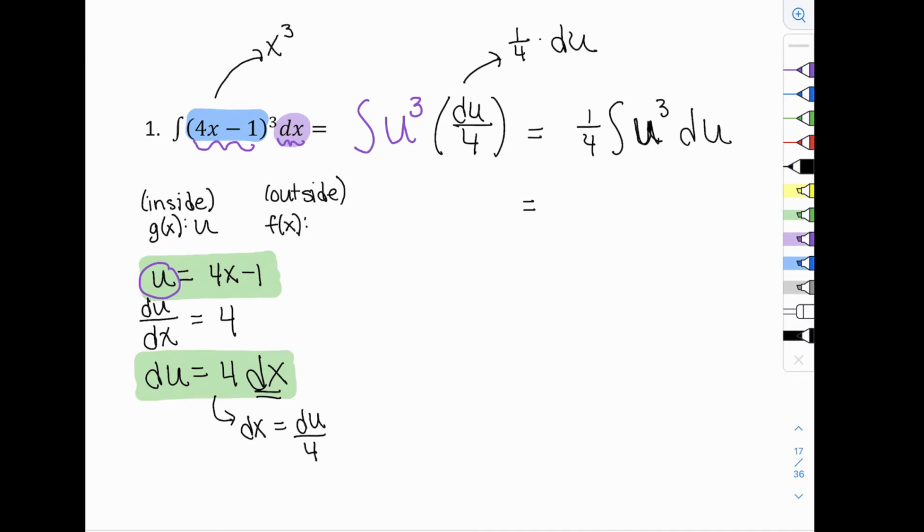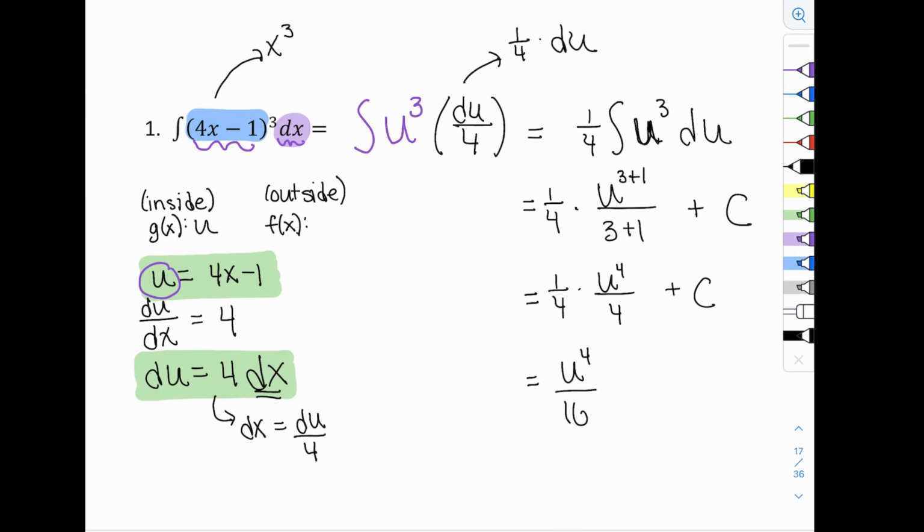So now let's integrate. It's going to be 1/4 times, using the power rule, u to the 3rd becomes u to the 3 plus 1 over 3 plus 1. The du goes away when you take the integral, but then we do need to add that constant c. So simplifying a little bit, we've got 1/4 times u to the 4 over 4 plus c. Simplifying a little bit more, we could rewrite this as u to the 4th over 16 plus c.